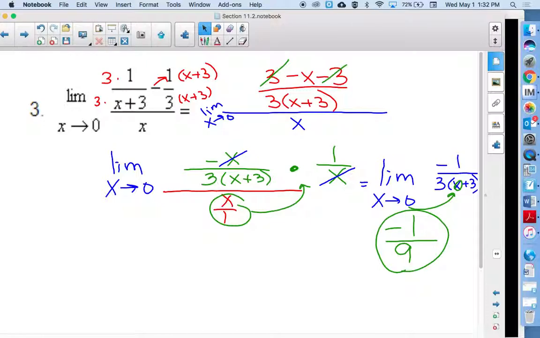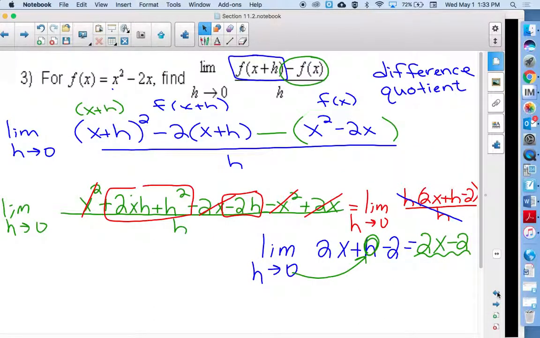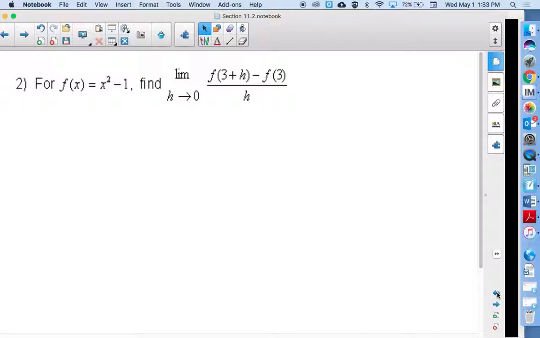So I'd like you to flip backwards just one page, page 9. And I'd like you to look at the difference quotient number 5 on there and see if you can try to work through that difference quotient. It's the function x squared minus 1. And it gives you f of 3 plus h minus f of 3 divided by h.